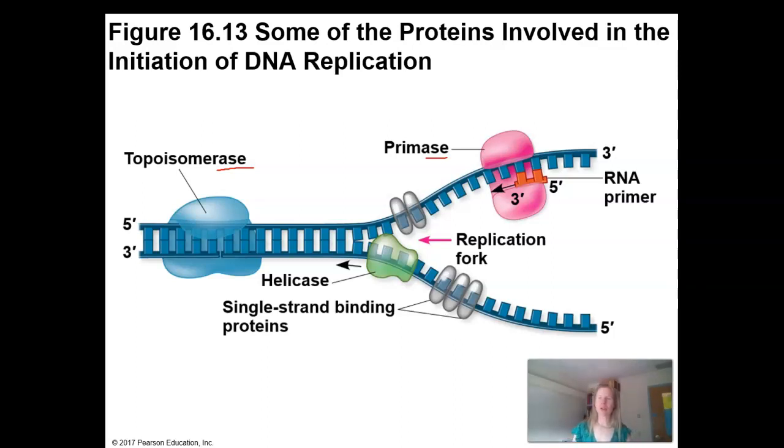Okay, so let's look at a couple of what's going on here. We're zoomed in now on that replication bubble. At each end of that bubble, we're going to have what's called a replication fork. It's shaped like a Y, and this is where the new DNA strands are going to elongate. Our first enzyme that we're looking at here is called helicase. It untwists the double helix, it separates, it unzips the DNA.